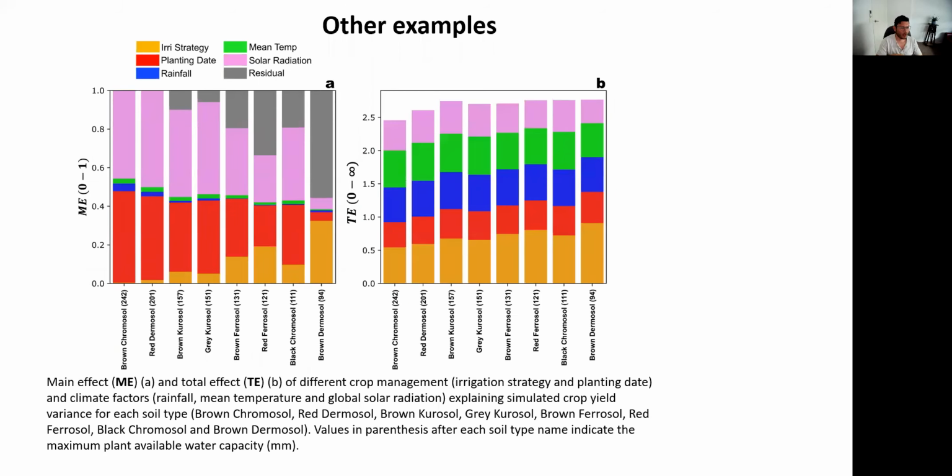So this is one of the examples that I showed recently, and this is another way to represent the main effect and the total effect. Here you can see that the source of this was basically potato simulations for 30 years, long-term simulations, including different irrigation strategies, planting dates, across environments, because we have different rainfall according to the year, different mean temperatures, and different solar radiation.